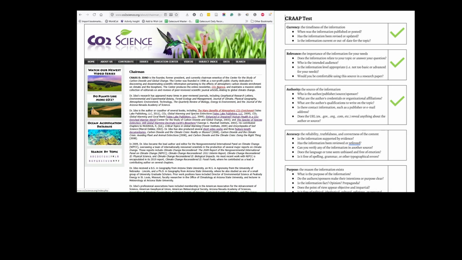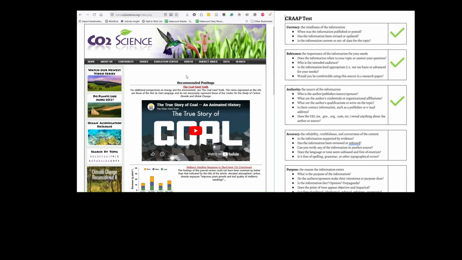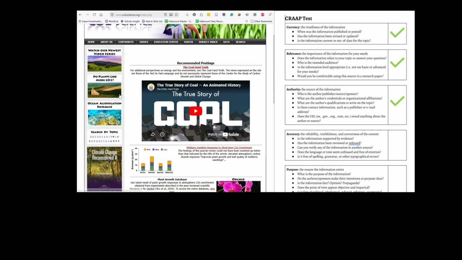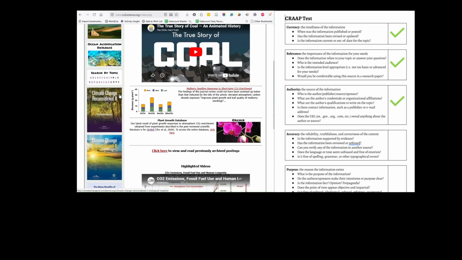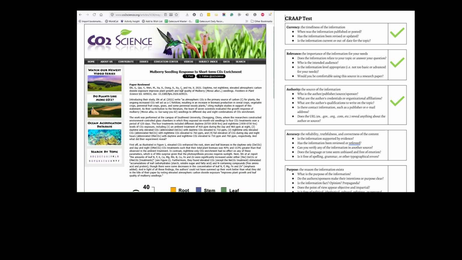The next thing is accuracy. How accurate is the information? I am trying to learn about CO2 effects. That's why I'm on this website. So I'm hardly an expert and not always in a position to judge the accuracy of the information I'm trying to learn about. But it seems like it's pretty accurate. It seems like it's based in science. Let's just check one of the articles.